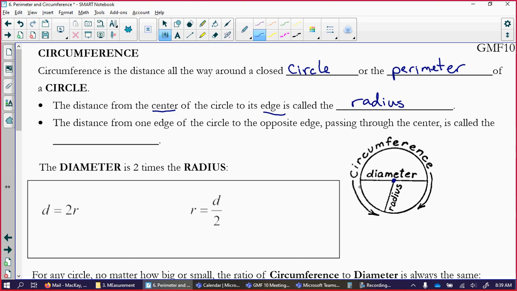The distance from one edge of the circle to the opposite edge passing, this is important, through the center, is the diameter. And because it passes through the center, there's one radius and another. So the diameter is always going to be twice the radius, or the radius is going to be half of the diameter. When it comes to areas and volumes, we're going to want to use the radius almost exclusively. I can't think of any spot where we would not use the radius.